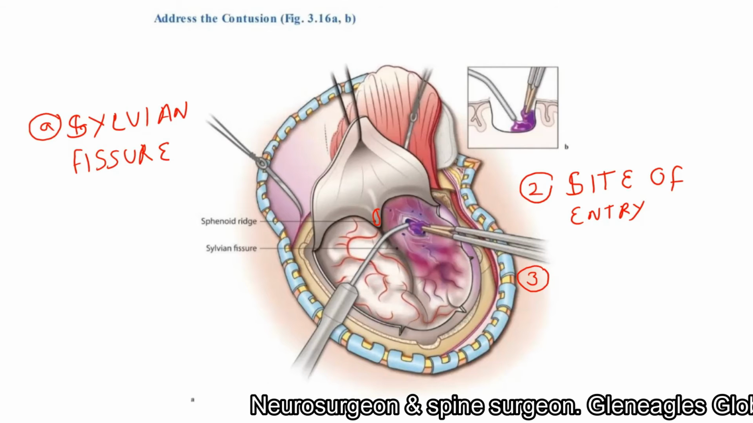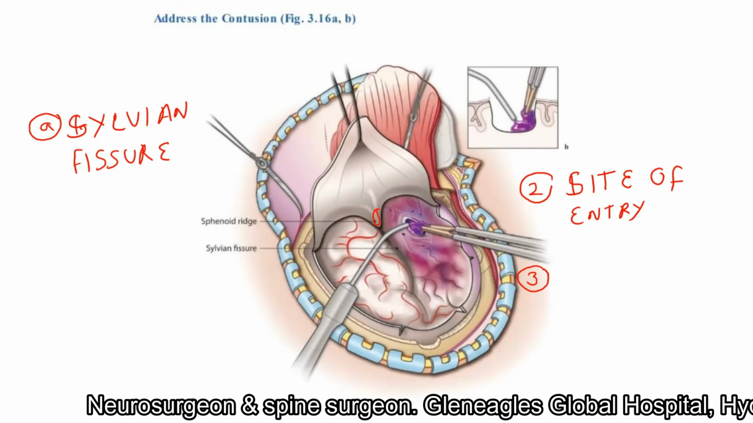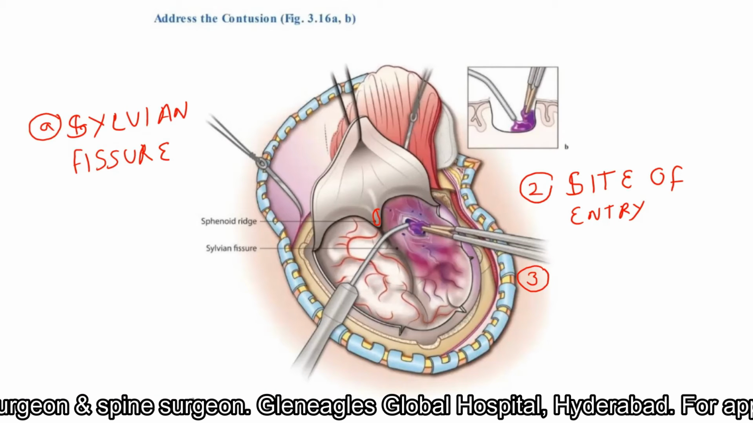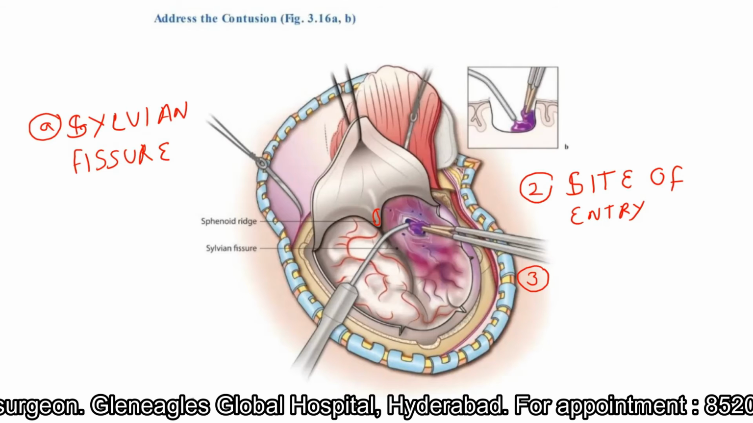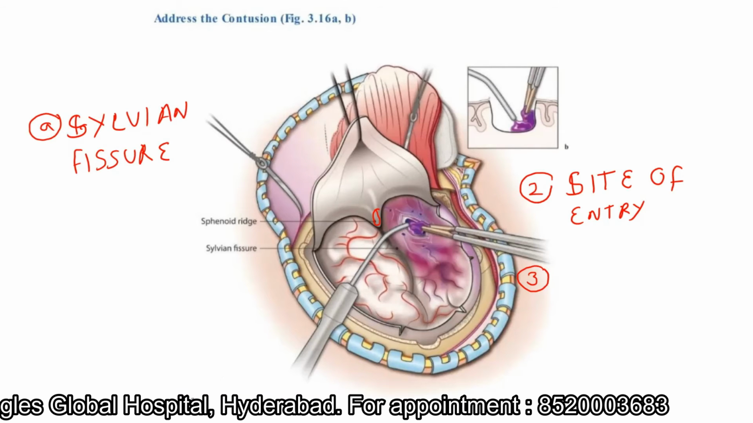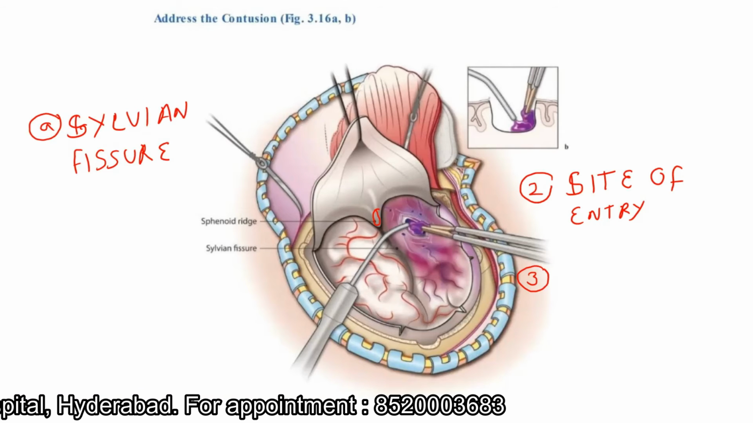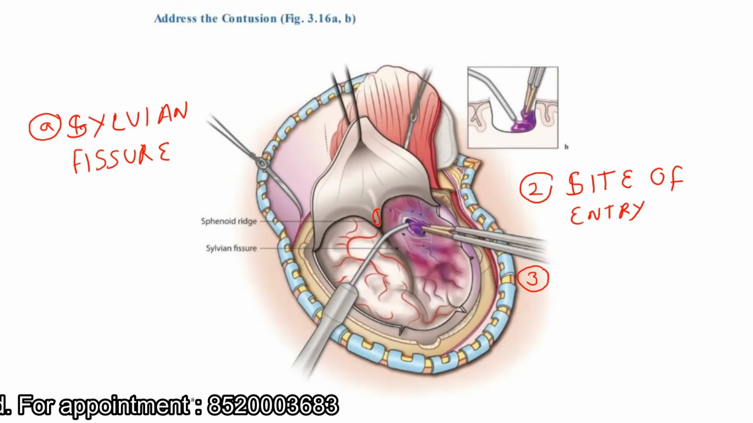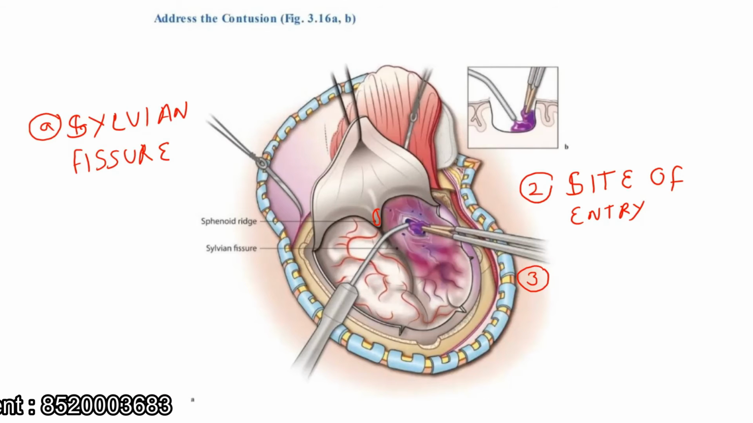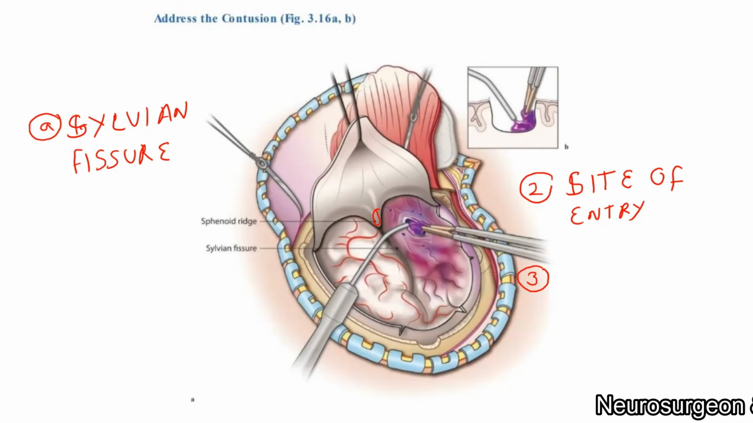Now, what are the important pearls or important hints in this phase? You can identify the sylvian fissure either with the help of the sphenoid ridge or with the help of the middle cerebral vein. But of both the landmarks, the sphenoid ridge is the more reliable landmark.